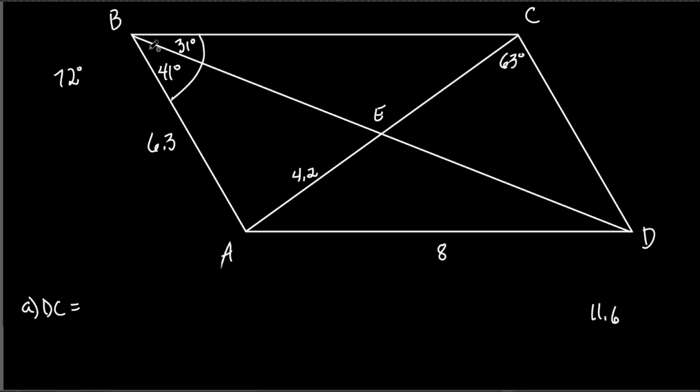So what do you think you're going to find? If they tell you that BD is 11.6, what do you think you're going to do with that? Cut it in half, exactly right. And so what is half of it? 5.8. Okay, so that would be 5.8. And what else? That would be 5.8.